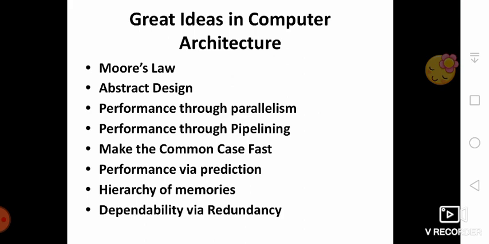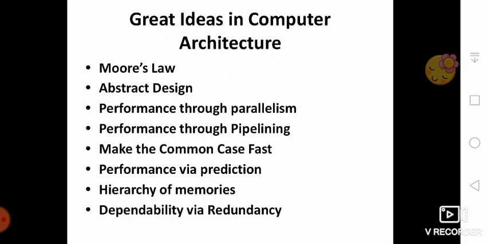Then hierarchy of memories. So programmers want memory to be fast, large and cheap. So the memory speed is a primary factor in determining the performance of the system. So the memory capacity limits the size of the problems that can be solved. So architects have found that a hierarchy of memories will be a solution for all these issues.